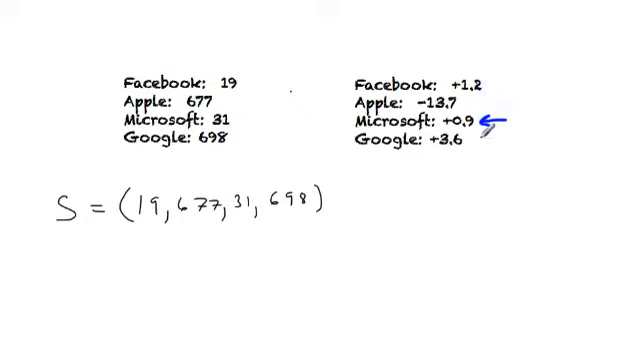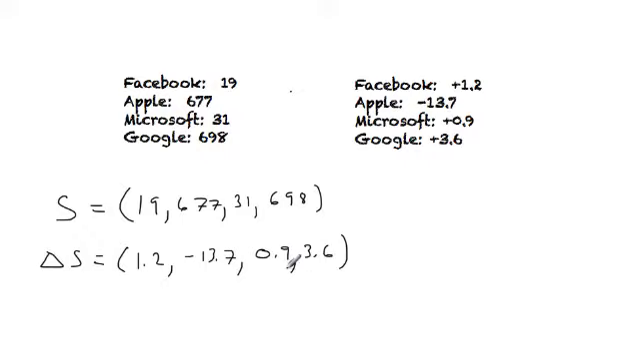So we could represent this by another one. Perhaps we want to call it the change in S. That would be a logical name, although we could really name it anything we like. And we would give that 1.2, negative 13.7, 0.9, and 3.6. Now, if I wanted to add these two, you would probably wonder, can we do that? Can we take a list S and can we take another list, delta S, and can we add them? What does that give us?